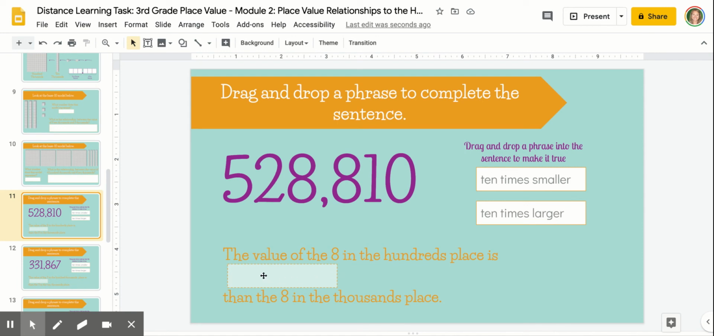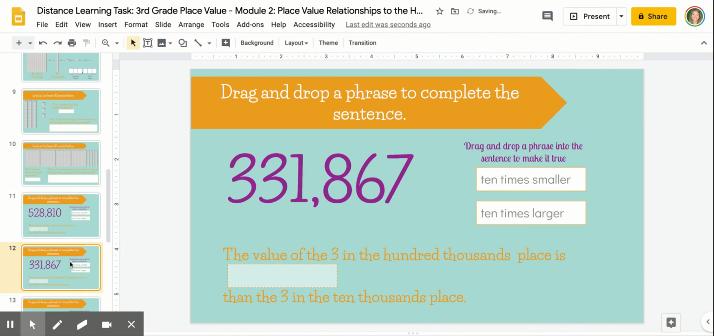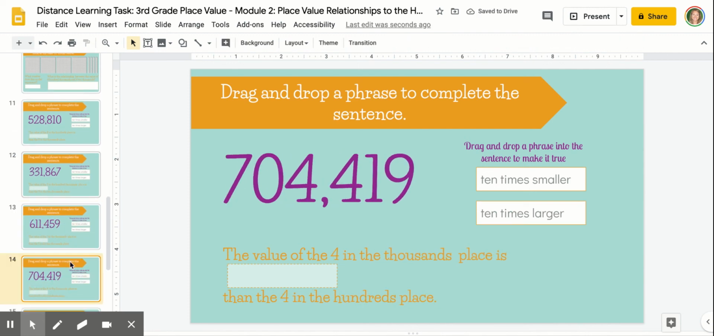So here it says the value of the 8 in the hundreds place is blank the 8 in the thousands place. So what you're trying to decide is whether the value of the 8 in the hundreds place is 10 times smaller or 10 times larger than the 8 in the thousands place. Whichever one you choose, you'll just click and drag into the correct place. You'll repeat that process a few times to practice.